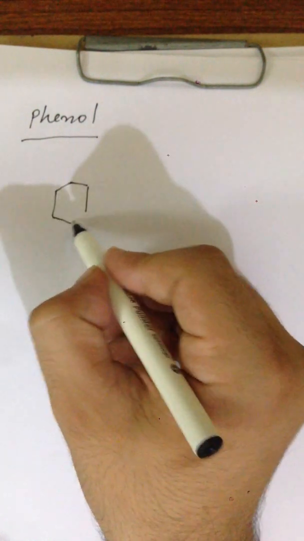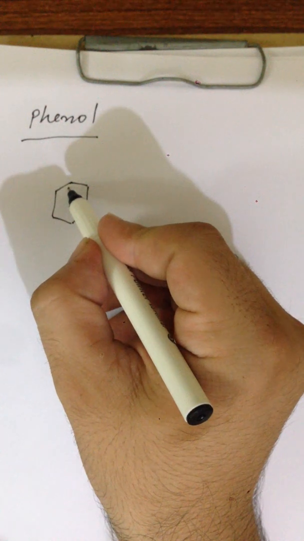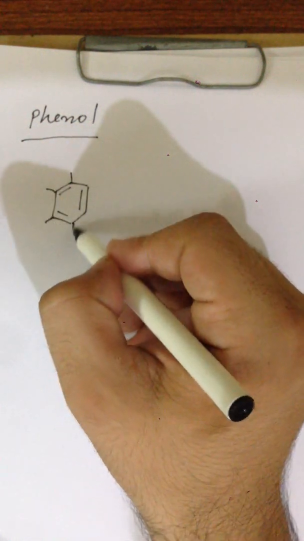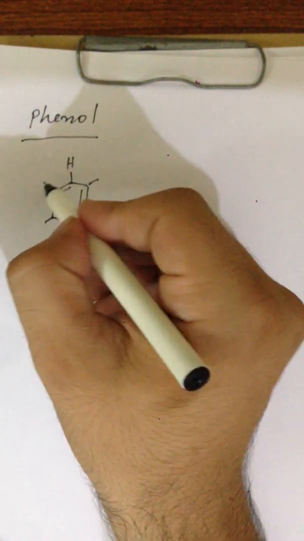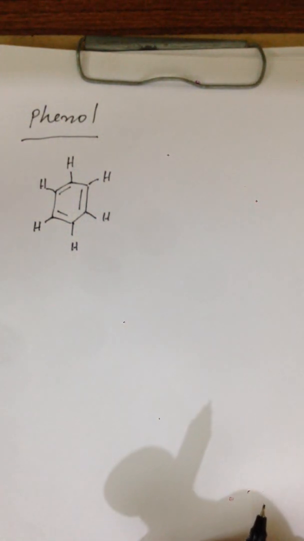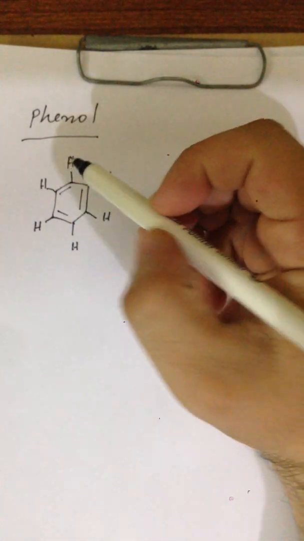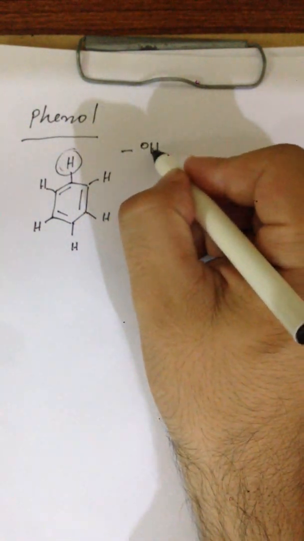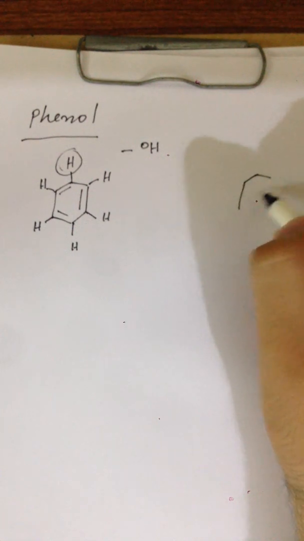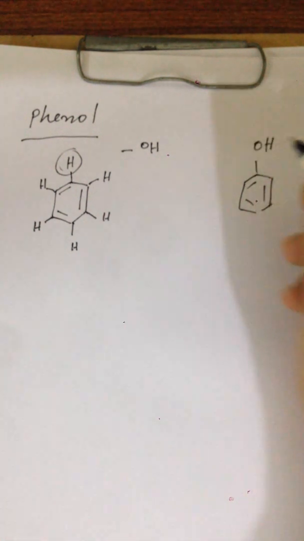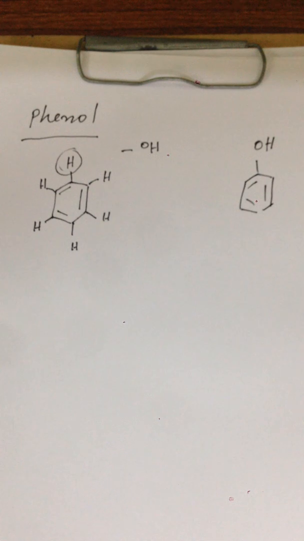This is a benzene molecule. It has 6 carbon atoms and 6 hydrogen atoms. You can replace any of the hydrogen atoms by the OH group, and what you get is something like this. Now, this molecule is called a phenol.